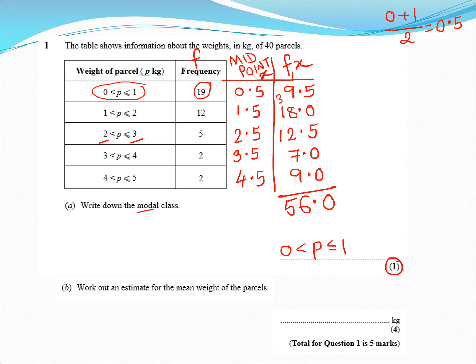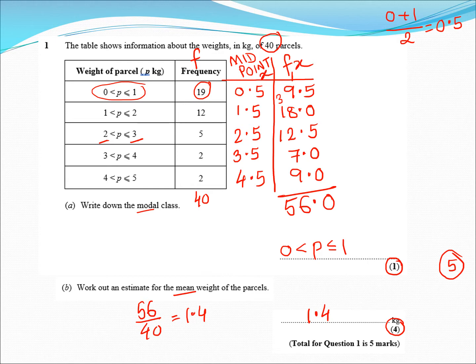Now we need to find out the mean. So the total frequency, it says there are 40 parcels, so I'm going to check this. This is 40, so I'm going to do 56 divided by 40, which will give you 1.4 kilograms, and that is the estimate of the mean weight of the parcels, which is giving you another 4 marks. So we have gained 5 marks in this question.